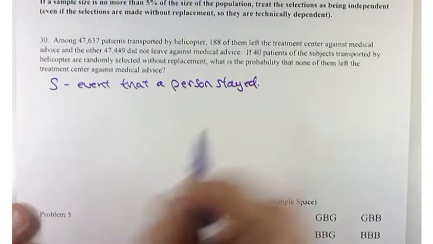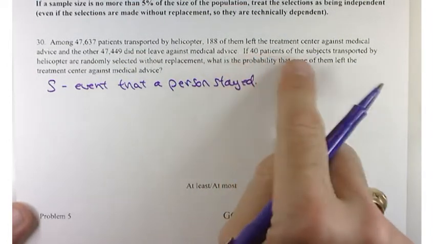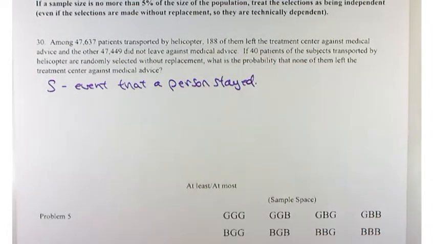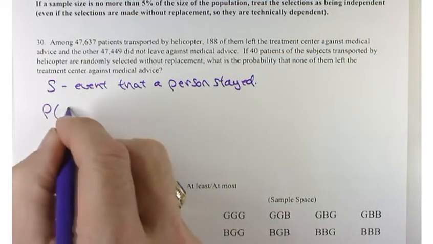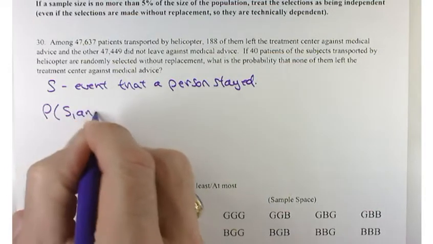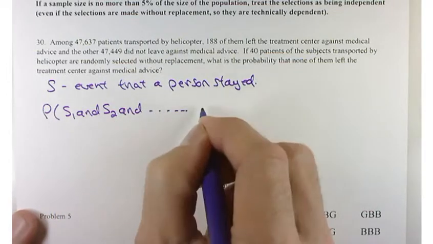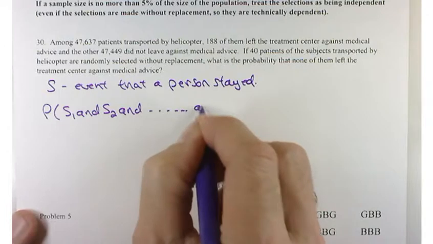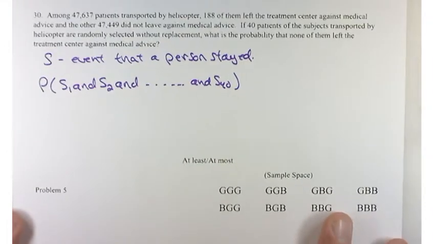All right. What are they asking us here? They're asking us for the probability that 40 of these subjects, randomly selected, all of them stayed. So if you're looking at it in terms of probability, it'd be the probability the first one stayed and the second one stayed, all the way down to the 40th one. Wow. This could be a real pain if we had to do it the long way.